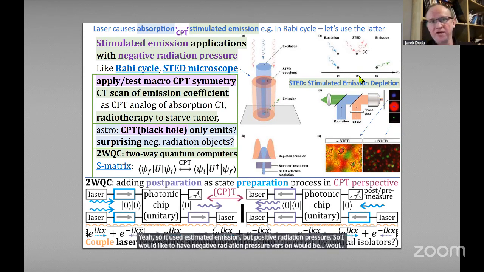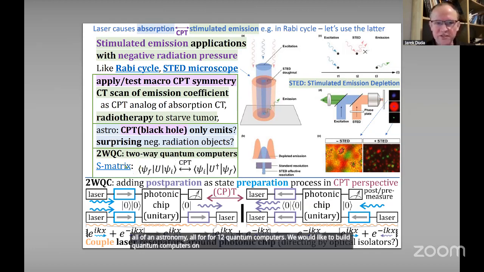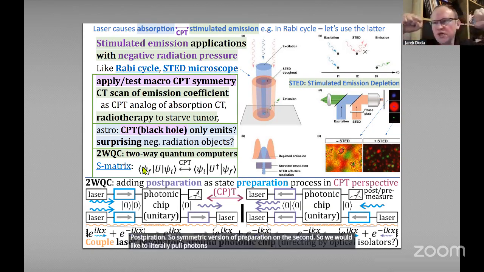It would be much more practical for STED, and for medical applications like better scanners, better radiotherapy, literally to starve a tumor, or in astronomy, or for two-way quantum computers. We would like to build quantum computers on this symmetric formulation, like in a scattering matrix, where you have two amplitudes. We have state preparation, but also a kind of post-preparation, the symmetric version of preparation on the second. So we would like to literally pump photons through our chip, not only pushing to, but also pulling from, with positive and negative radiation pressure. Having such two-way control, in theory, we could solve NP problems and have much better error correction.